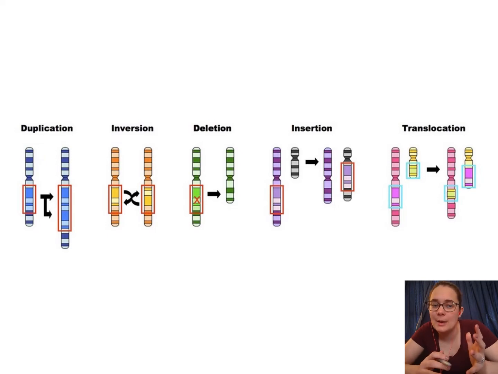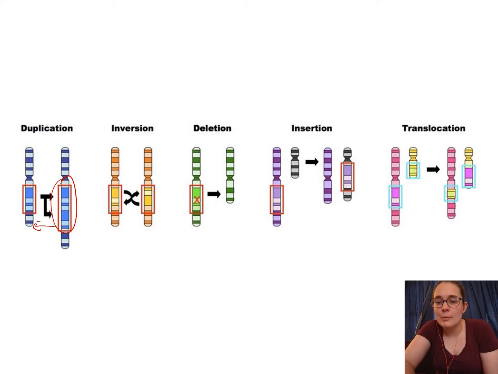Here's a nice little summary for you. In the first one here, you can see that we've got 2 sections of what was on the left in the one on the right. So that's a duplication, multiple copies. Inversion is the next one. It's just flipped upside down. Deletion, it's gone. Insertion, we've taken a particular gene from one chromosome and we've put it into another. And then the same thing goes at the end here with translocation as well.